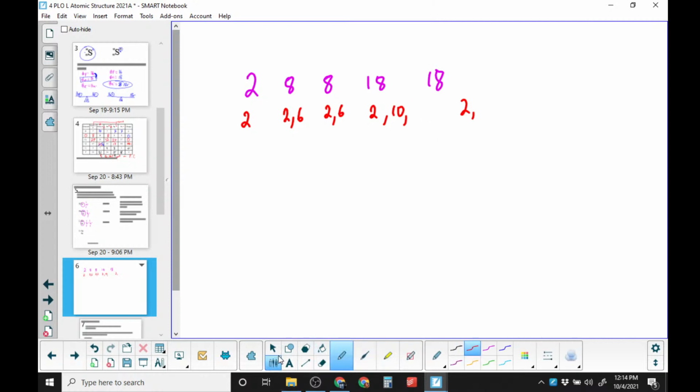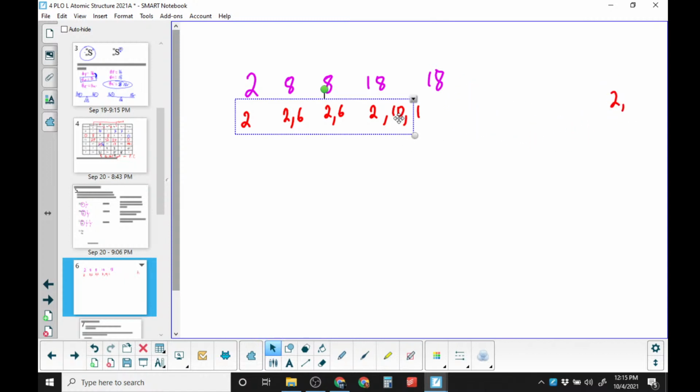Remember before when I said, let's say we had an element that was 2, 10, I don't know, 1. So that would be gallium. Gallium forms +1 and +3 ions. And the reason it does that is once that middle energy level is full, it drops down to here. And its number of valence electrons of gallium is only 3.